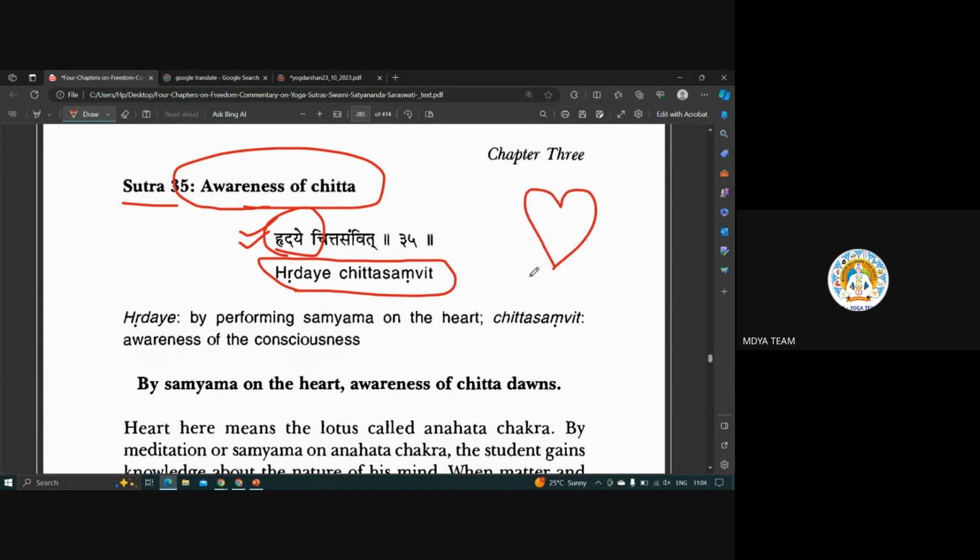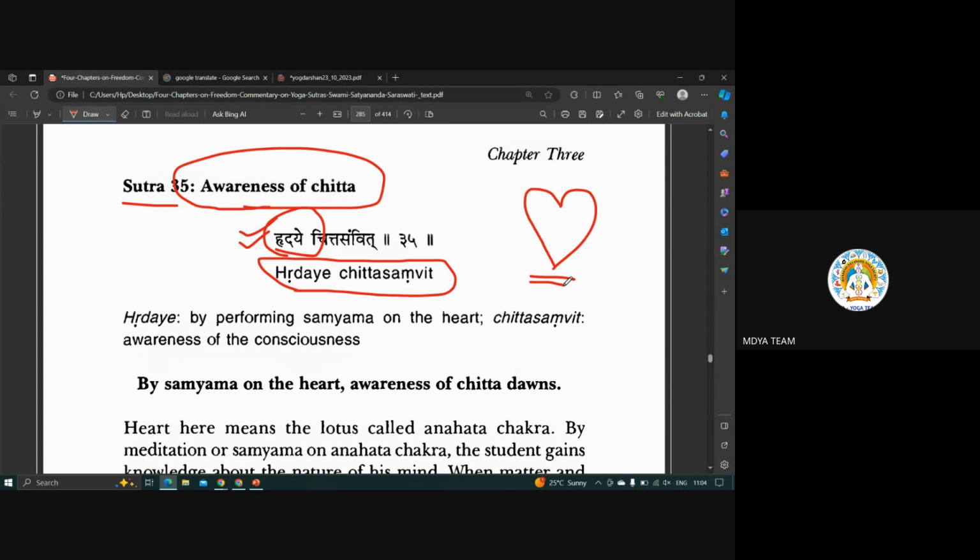Yes, please. What is the symbol? What is the meaning of this symbol? It's a heart, which indicates the center point. It is the symbol of love. Why is it the symbol of love? Because it is the center of the chitta, the center of the feelings.